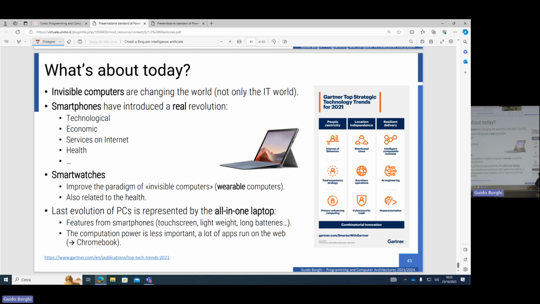Smartphones in particular have introduced a real revolution, not only a technological revolution, but also an economic revolution, and a revolution about the services provided through the internet connection, the health monitoring, for example, and many other revolutions introduced by the use of smartphones.